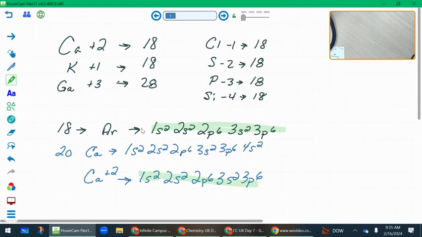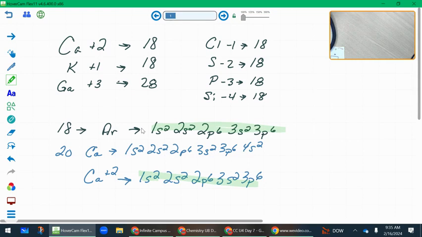What does calcium look like when it becomes stable? They all look like a noble gas, ladies and gentlemen. That's why they are losing electrons or gaining electrons to become stable like the noble gases already are.